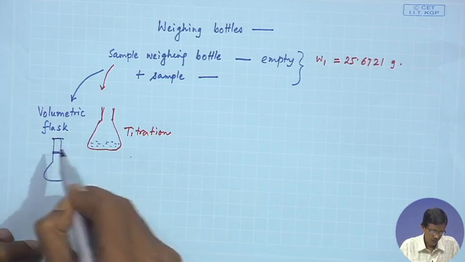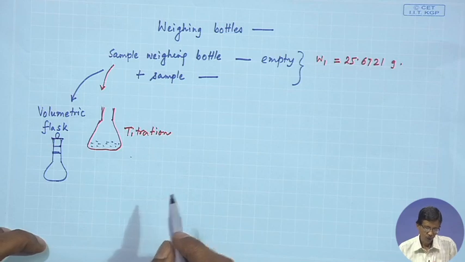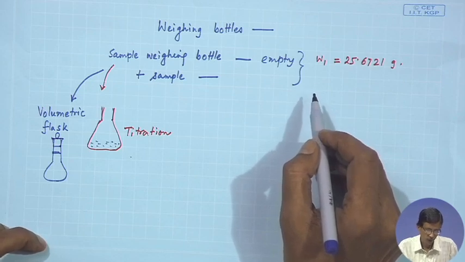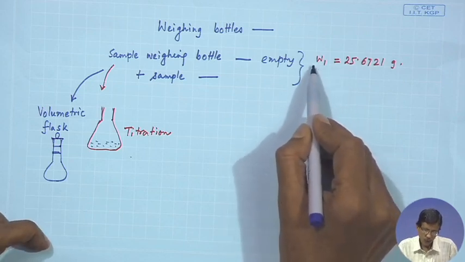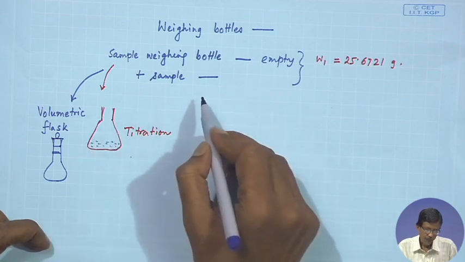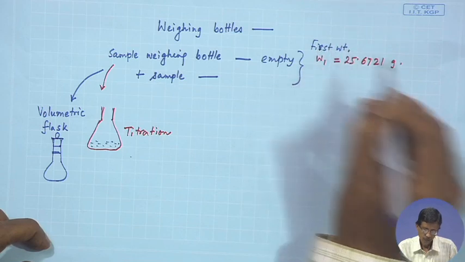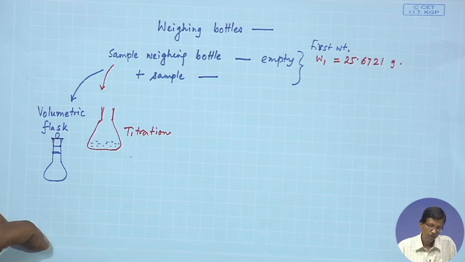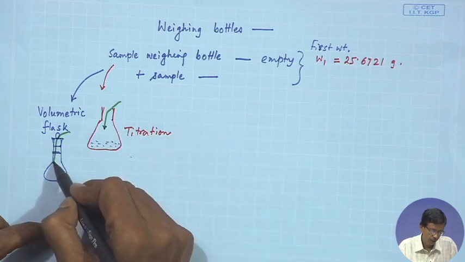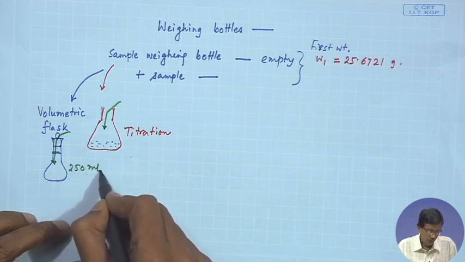So, it has the marking over here and we all know that it has the stopper also. So, without using any filter paper, any watch glass or any other boat, aluminum foil boat or anything, we directly want to transfer sample from this sample bottle to it. Then this is the first weight. That means, it is the first weight of your sample plus weighing bottle. Then we slowly transfer some amount in this conical flask or in this volumetric flask to make a volume of say 250 milliliter for making solutions.